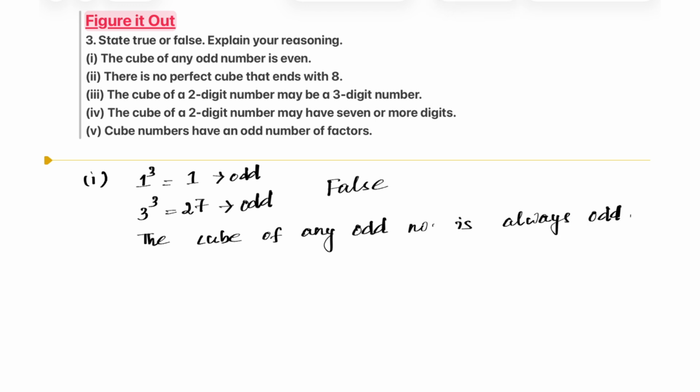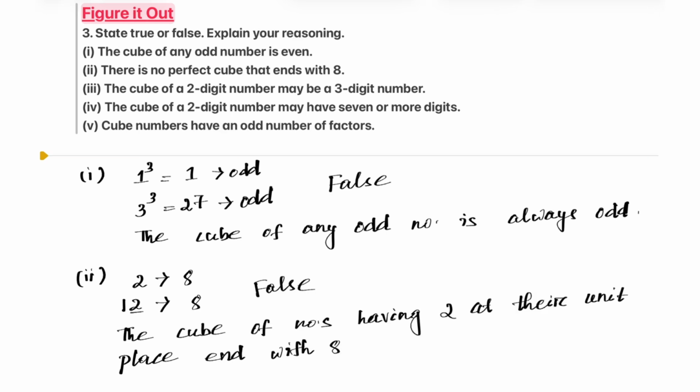Next statement is there is no perfect cube that ends with 8. Let us check whether it is true or false. We know that cube of 2 ends with 8. Cube of 12 also ends with 8. That means the statement is false. Correct statement is if a number is having 2 at its unit place, then its cube will end with 8.